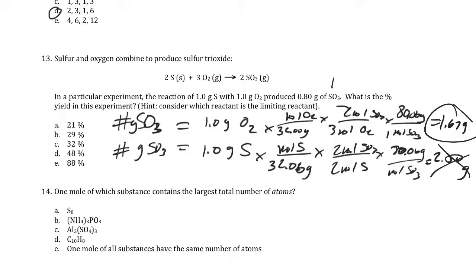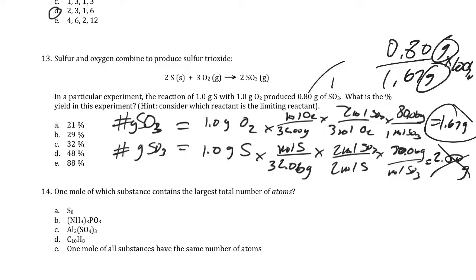The percent yield, I get 0.8 grams, be 0.80 divided by 1.67 grams times 100%. Whenever you're doing a yield, make sure you divide grams by grams of the same substance. And so 0.8 divided by 1.67 should give me a yield of 48% for D.